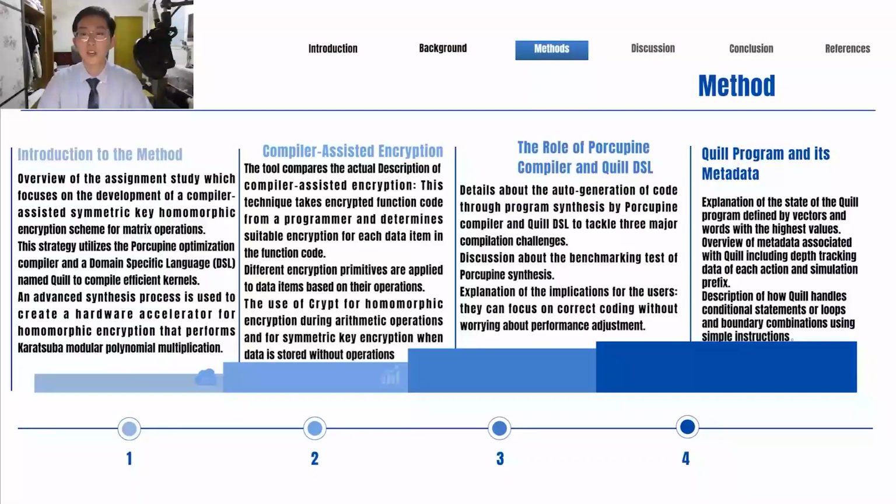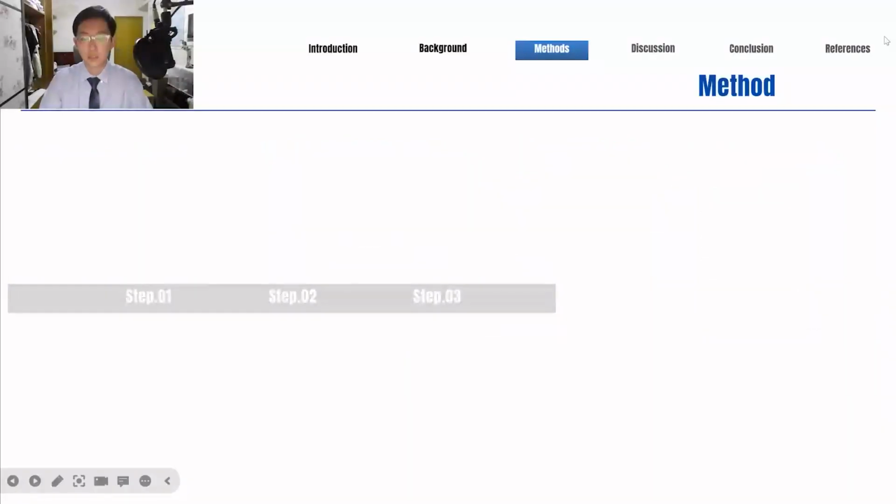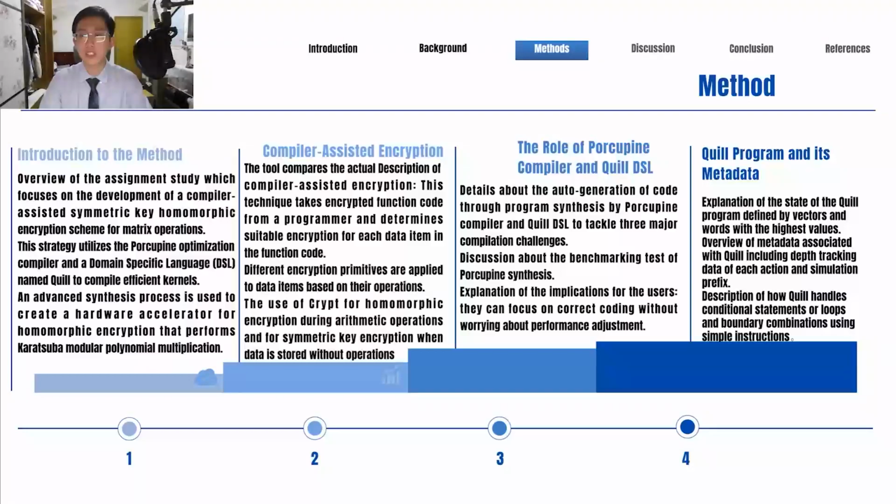Details about the auto-generation of code through program synthesis by Porcupine compiler and Quill DSL to tackle three major compilation challenges. Discussion about the benchmarking test of Porcupine synthesis. Explanation of the implication for users. They can focus on current coding without worrying about performance adjustment.